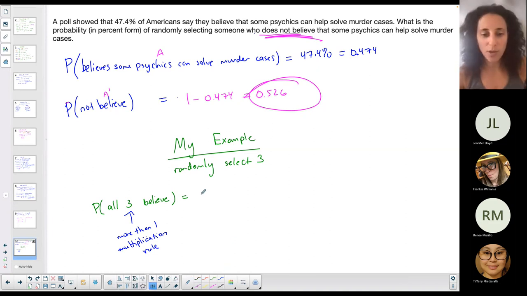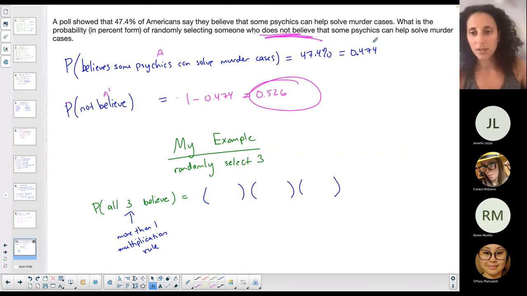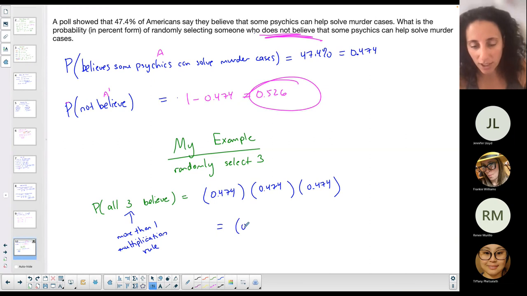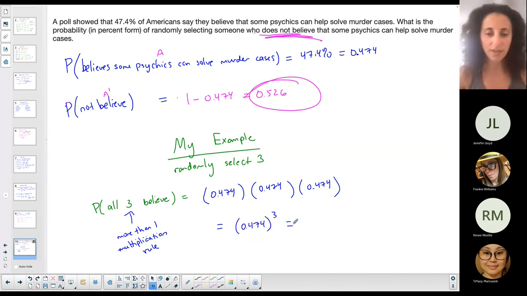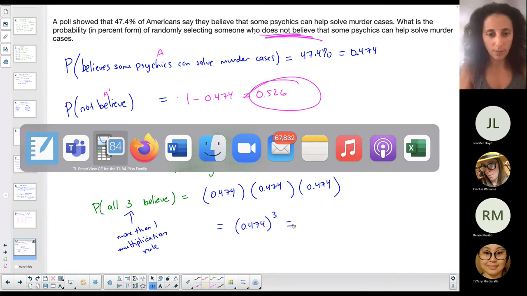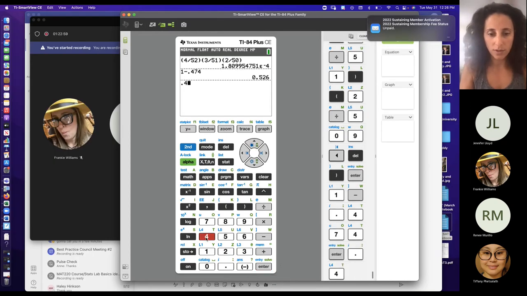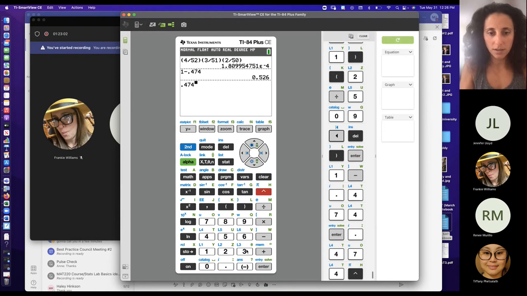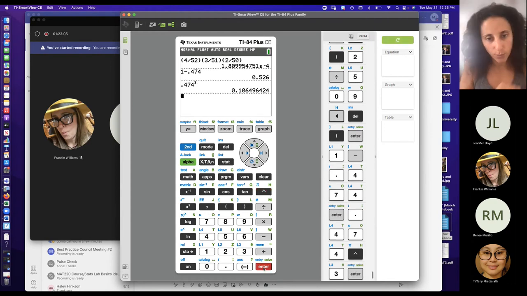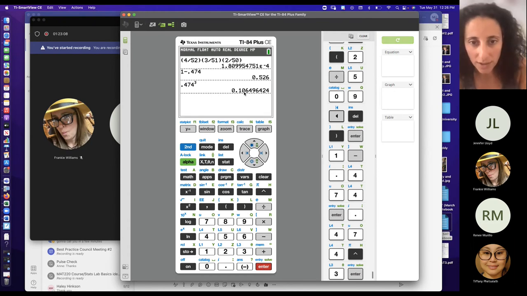So there's more than one, and in this particular case, there's three of them. The probability that the first one believes is 0.474. The probability that the second one believes is 0.474. The probability that the third one believes is also 0.474, because they're independent events and the probability should not change. Which means I could represent it this way: 0.474 to the third power. 0.474 raised to the third is 0.1065, going four digits to the right.